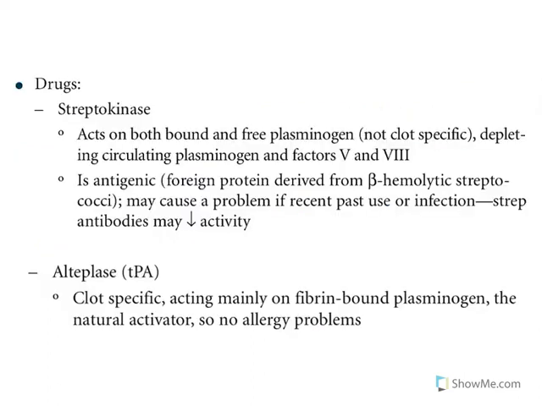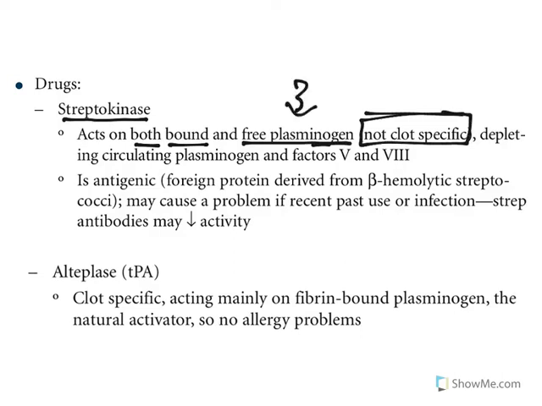Let us see the individual agents, like streptokinase. Now see, there is a significance with streptokinase. It acts on both bound and free plasminogen. So it is not clot specific. It is not only acting on the clot. It acts on free plasminogen in the blood, and it depletes the circulating plasminogen and factors 5 and 8.